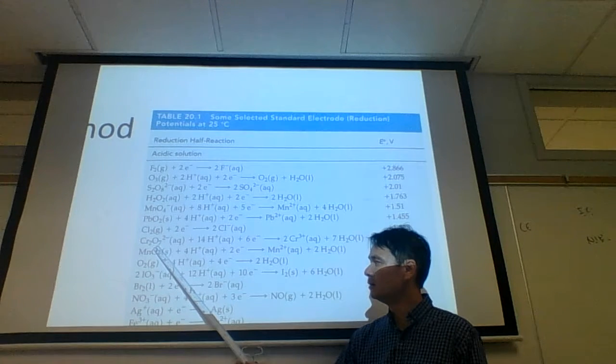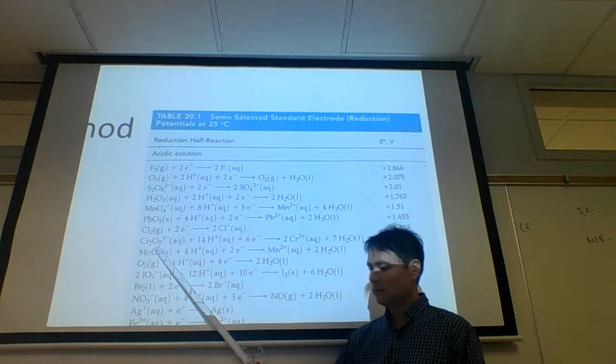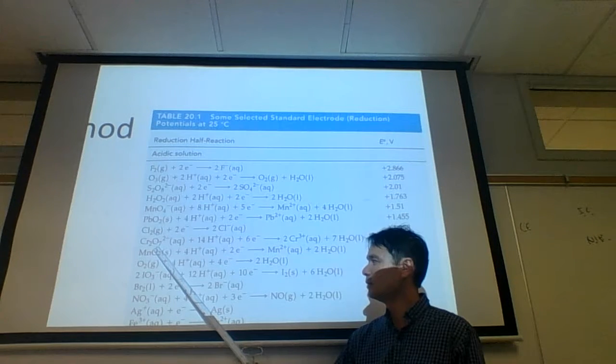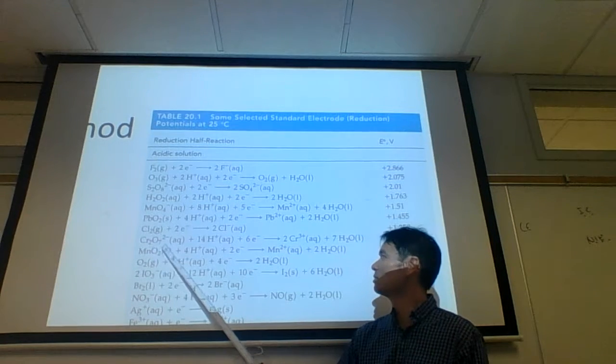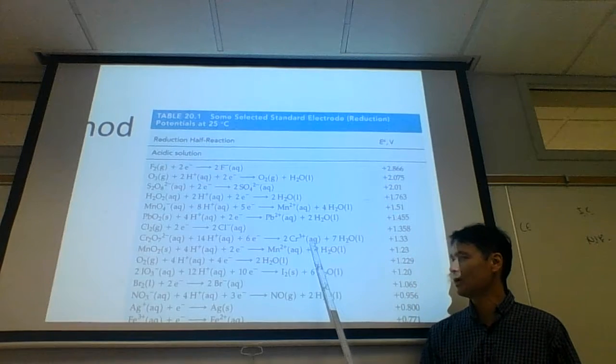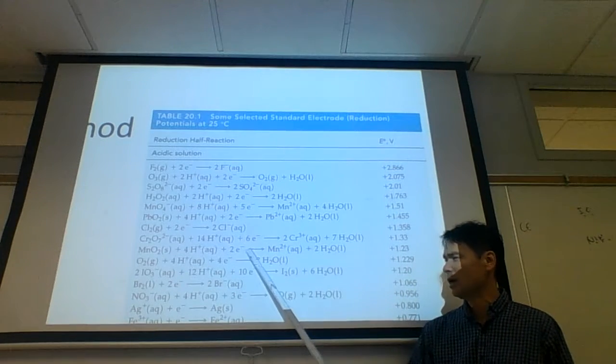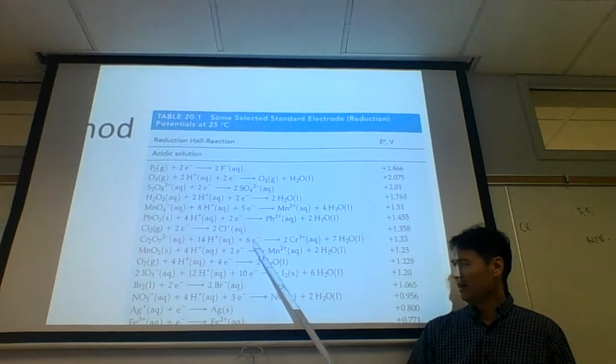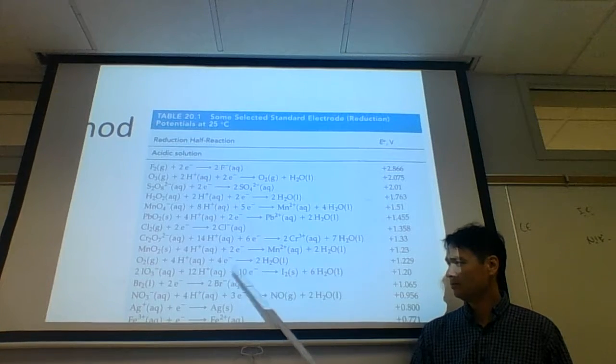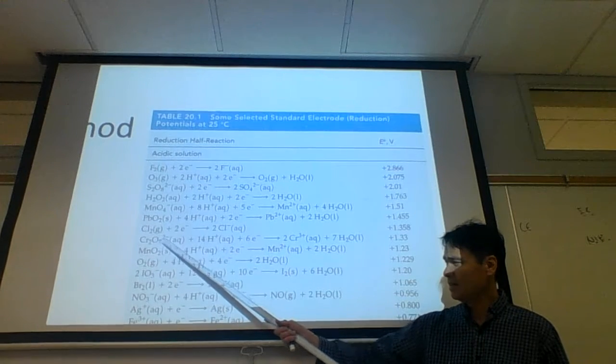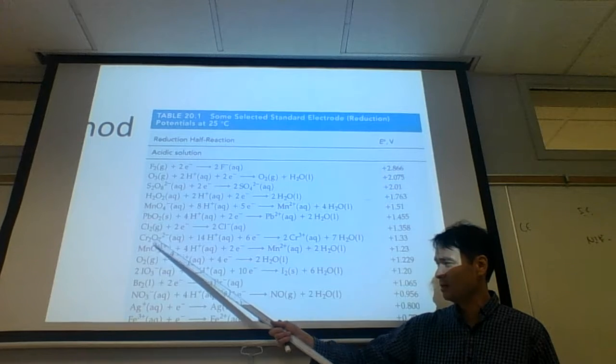And then, what's this called? Dichromate. This is chromium plus 6. Chromium plus 6 going to chromium plus 3. It wants electrons. We got 2 of them, so 2 at plus 3 is going to give us 6 electrons total. Even though it has a negative charge here, the chromium is highly positive.